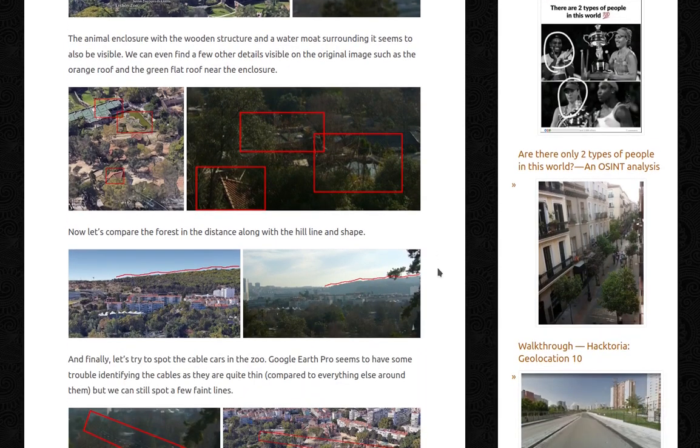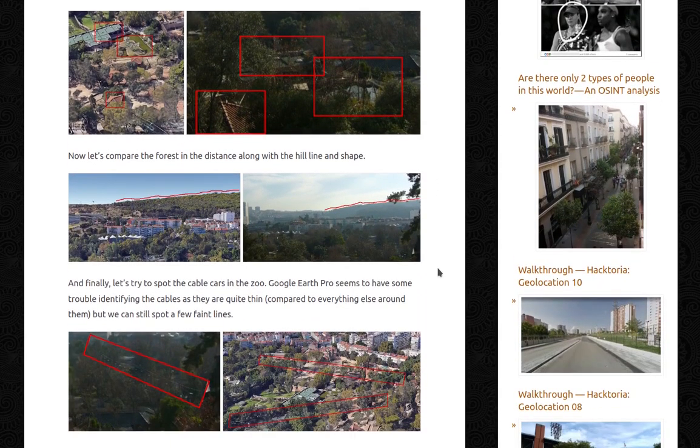Anyway, now let's compare the forest in the distance along with the skyline and shape. And I truly apologize, this is a horrible piece of work. I've tried my best. I can do straight, I can do wriggly, but they're the same. I can assure you they are the same. I've seen them in person.